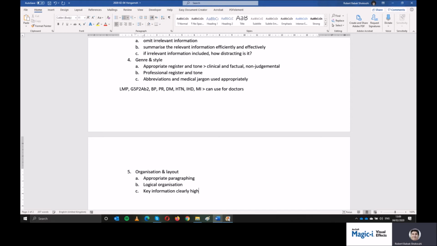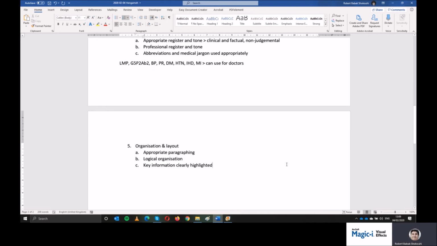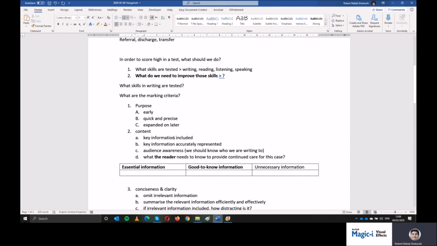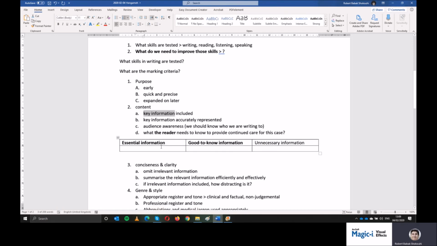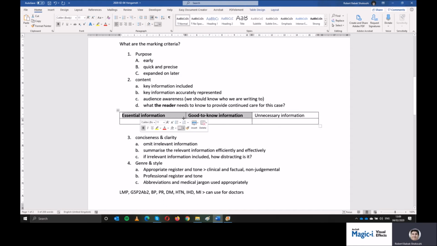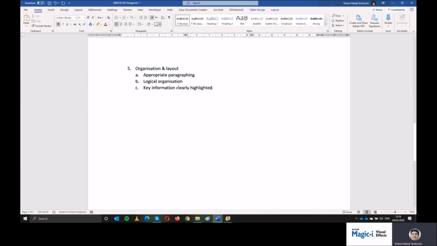Key information clearly highlighted. What does that mean? I have no idea. You remember we talked about key information. Key information is essential and good to know information. What we don't know here is how we highlight it. Can we highlight it with a highlighter? No. Maybe with a kind of writing or words. How do we highlight? Maybe please note, it is mentioned that. Good.